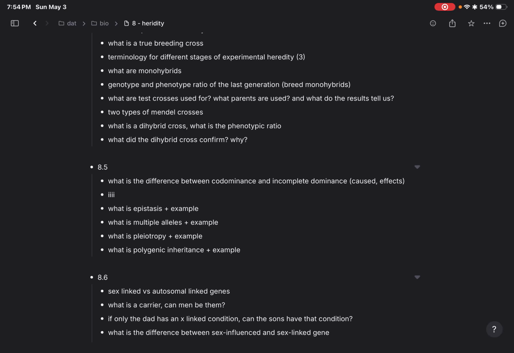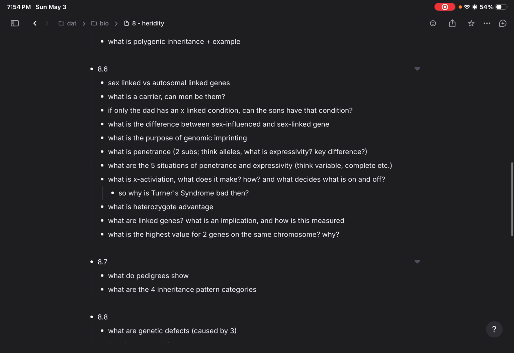Those are the three. Polygenic inheritance is kind of the opposite of pleiotropy. Polygenic means that multiple genes will contribute to a single phenotypic trait, something like height or weight. Those are just two examples. So sex-linked versus autosomal linked genes. Sex-linked are genes that are on the sex chromosomes, the X or Y chromosomes. Autosomal linked genes are just regular genes, on all the other chromosomes.